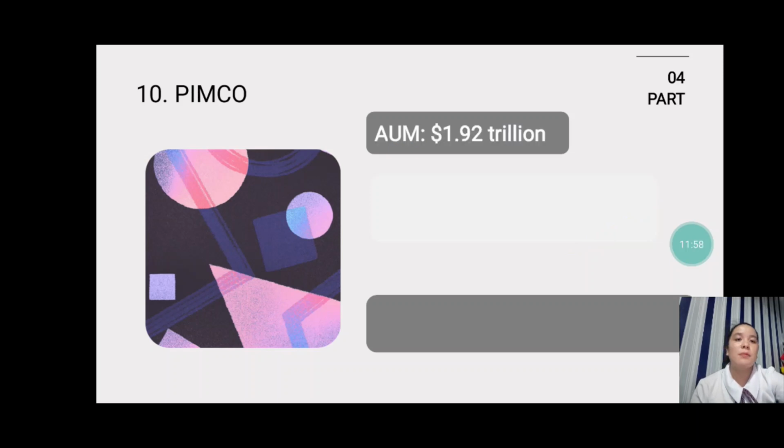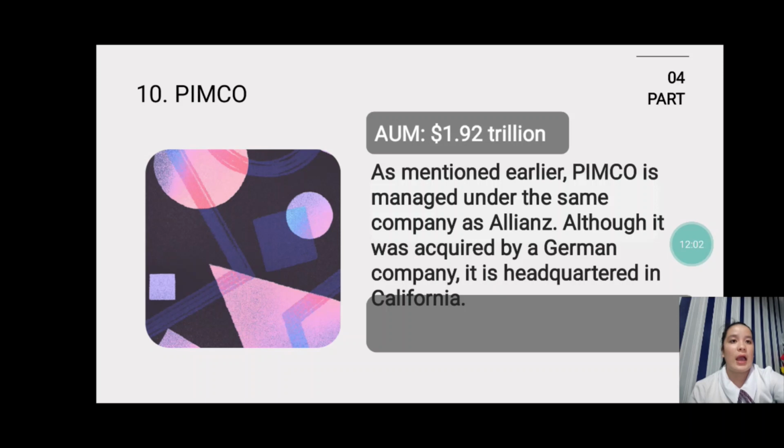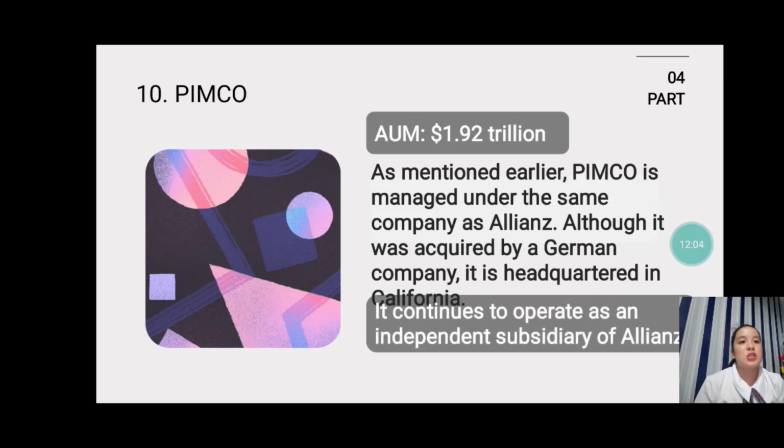We move to the last, PIMCO. It has $1.92 trillion. As mentioned earlier, PIMCO is managed under the same company as Allianz. Although it was acquired by a German company, it is headquartered in California. It continues to operate as an independent subsidiary of Allianz.